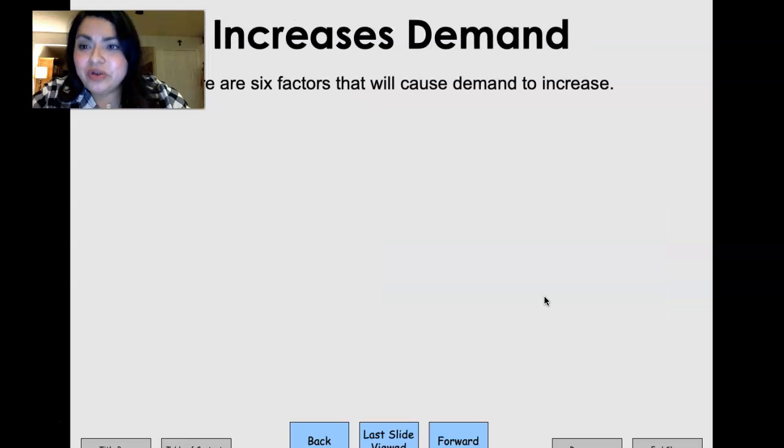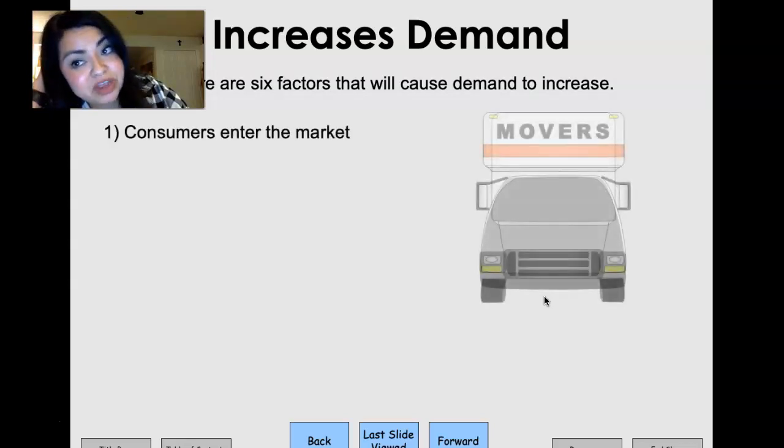All right. Now there are 6 factors that cause the demand to increase. These are very key, and they're very straightforward. They make sense. One is consumers enter the market.